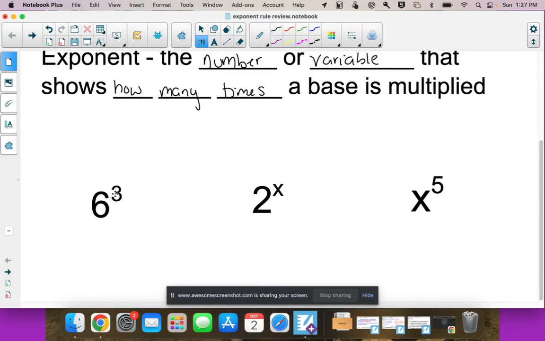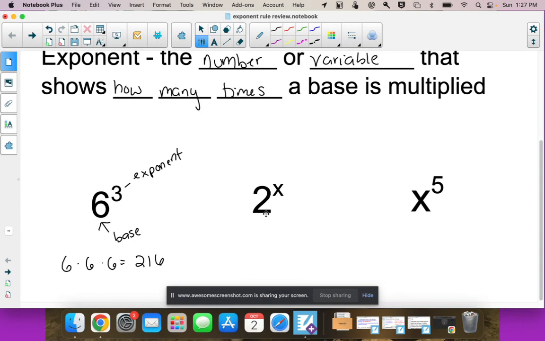Okay, on the first one, your base is 6 and your exponent is 3. So the base of 6 is being multiplied 3 times. So that's basically 6 times 6 times 6, or 216.